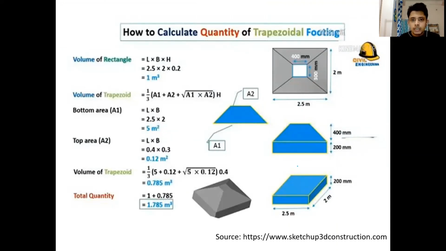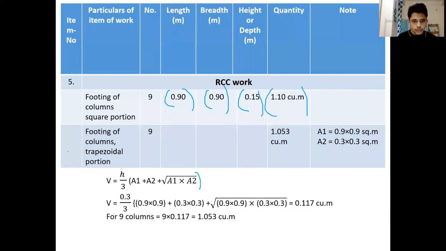So this is the trapezoidal footing, for example. If it is a trapezoidal footing, the lower part we are calling A1, the cross-sectional area at the bottom is A1, the cross-sectional area at the top is A2. And height is denoted by H. So we put it in this formula, 1 by 3 into (A1 plus A2 plus root over A1 A2) into H. So we go back. So we are using that formula.